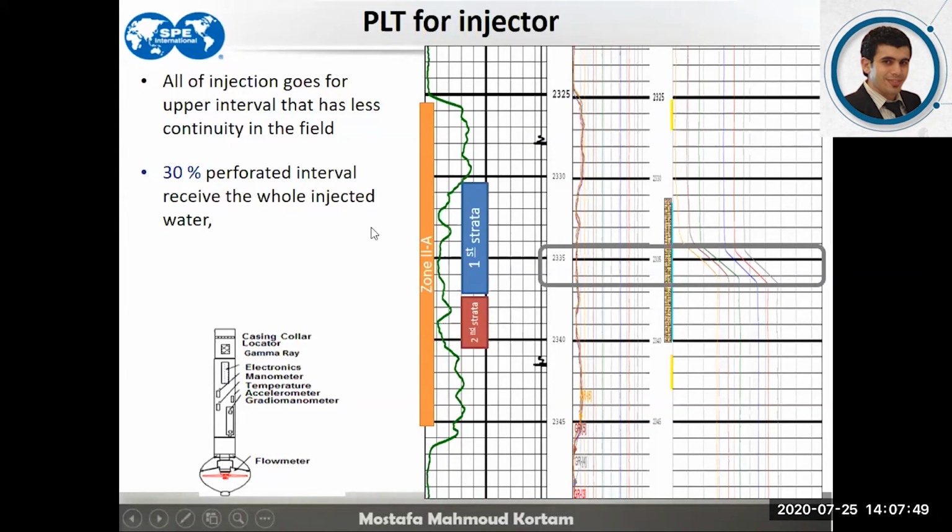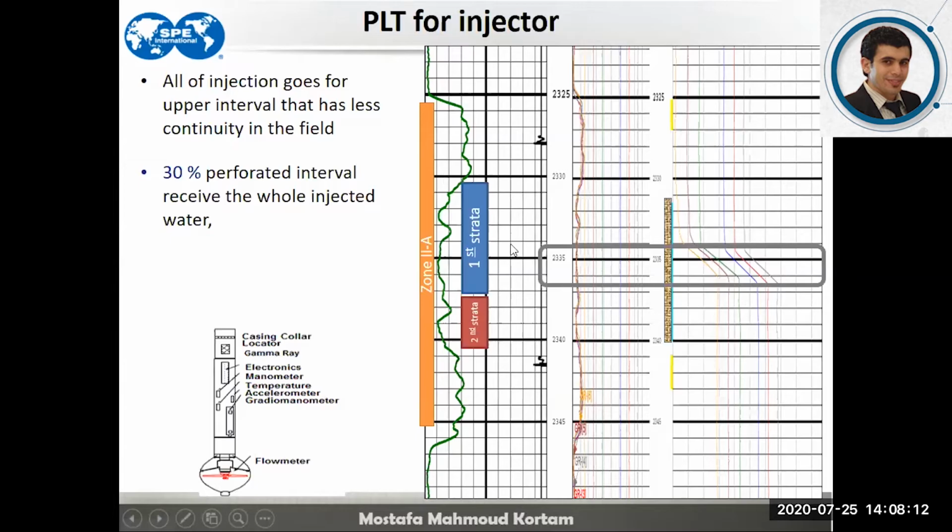So there is some vertical heterogeneity in the injection wells. Initially, the injection does not cover the whole interval of the reservoir, but most of the water goes to a particular stratum and a particular layer rather than the other parts of the reservoir.